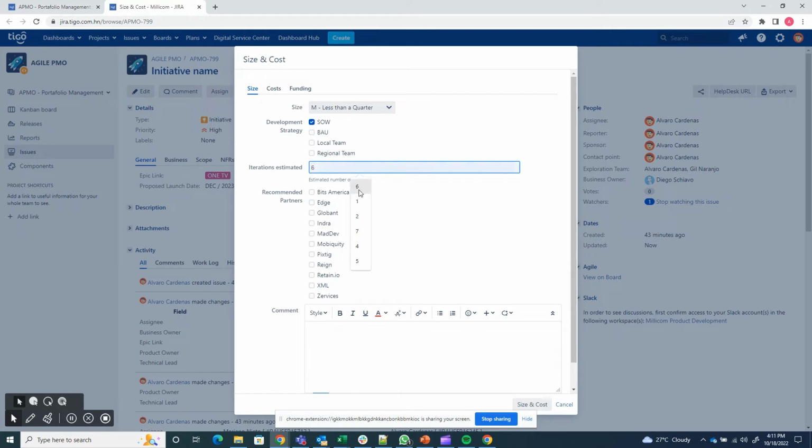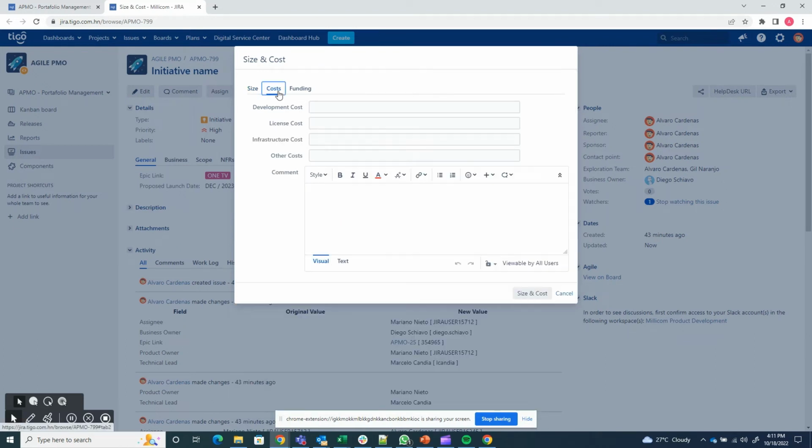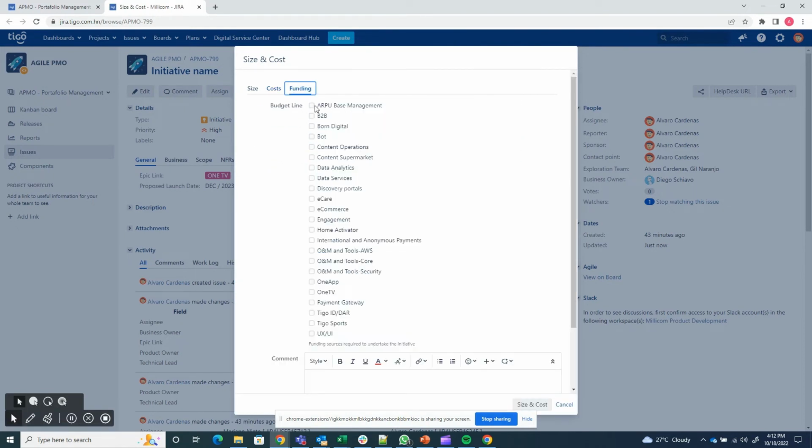Iterations estimated are the number of sprints to be used to build the product, as per first estimation. Recommended partners are those of our suppliers who should be used to build the solution. The estimated costs are split into development, license, infrastructure, and others, and they help to have a better idea in terms of funding how much is requested for the initiative. The funding sources required to undertake the initiative must be identified using the business lines.